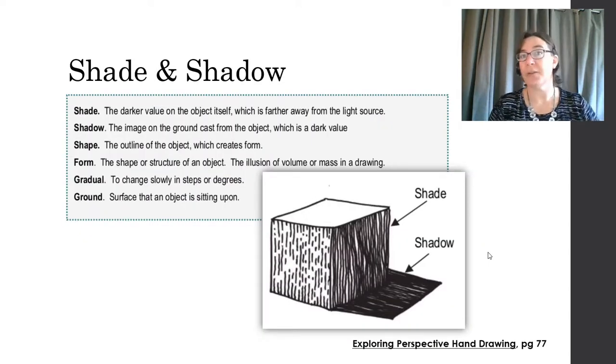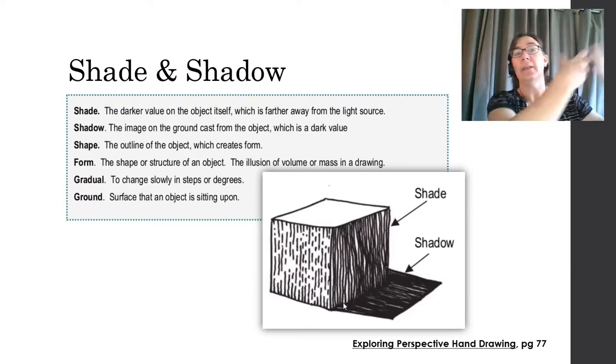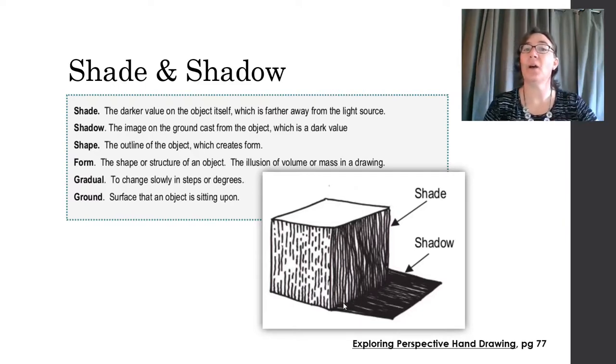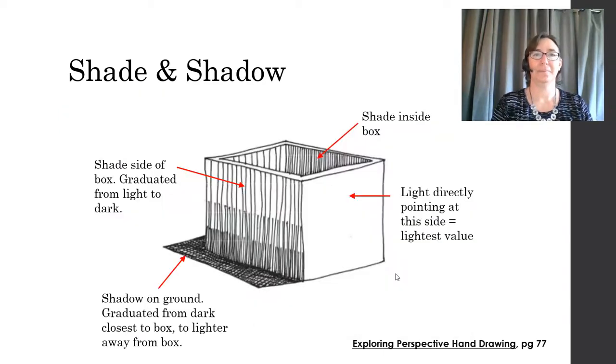Wait, what is shade and what is shadow? Let's define them. If you have an object sitting with a light source, shade is the darker side of the object. It's farther away from the light source. So this piece of this cube is in shade. Shadow is the image cast from the object onto something else, onto the ground that they're sitting on. So this part down here, this is the shadow. Those are two different things, and they're usually two different values in your drawing, shade and shadow.